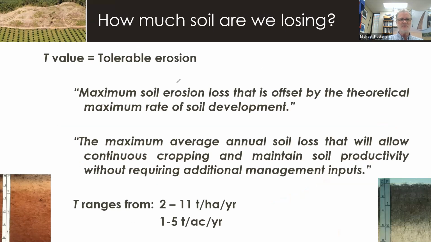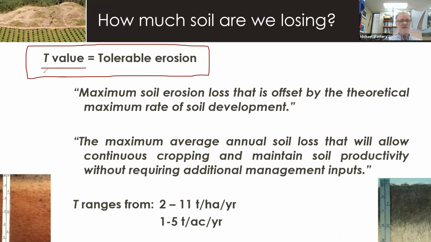So we have this term called tolerable erosion, the T value, tolerable soil erosion. Not every soil in the world has been assessed, but all soils in the US have been assessed and are given a T value, a tolerable soil loss value. Now there are 2 definitions here, and I want to read these out because there is a fairly significant nuance to both. They're both correct.